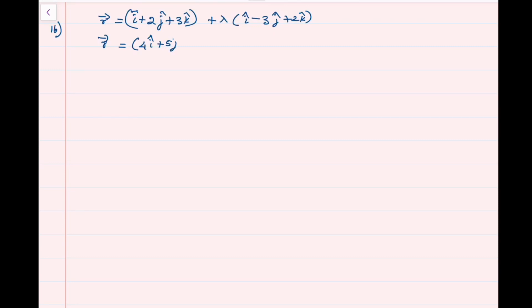Question number 16, again a shortest distance question. Find the shortest distance between the lines whose vector equations are vector r is equal to i plus 2j plus 3k plus lambda times i minus 3j plus 2k. And the second line is vector r is equal to 4i plus 5j plus 6k plus mu times 2i plus 3j plus k.